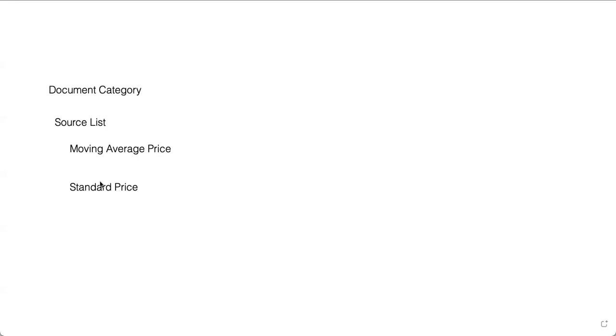Okay, second one. I explained both. Moving average price: any differences in price will be loaded on material itself, and in standard price, material master price will play the role, and any differences in the price from material price will be loaded on price difference account. Tell any other, second one. You told this one.